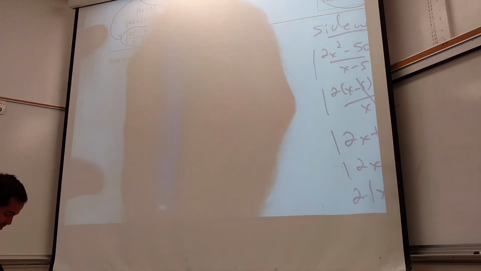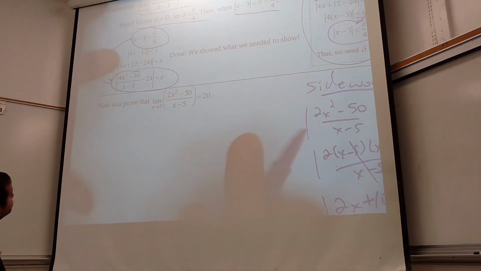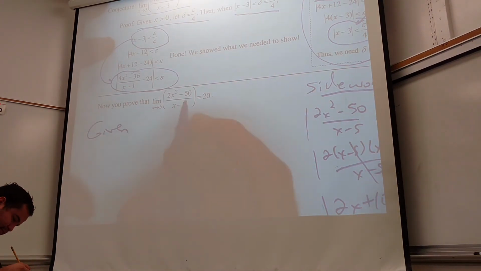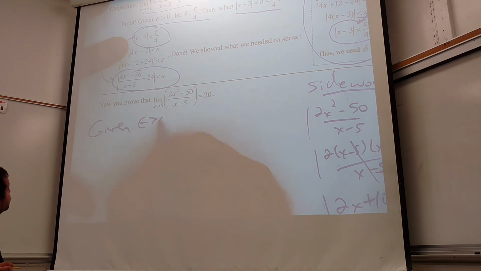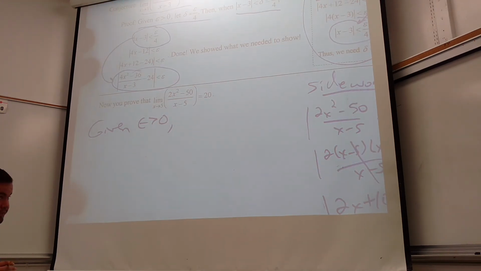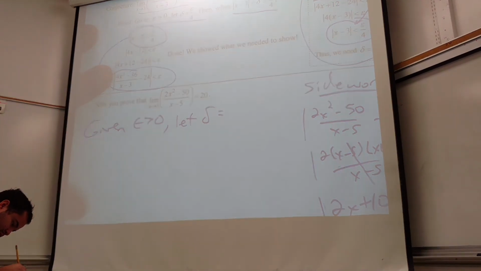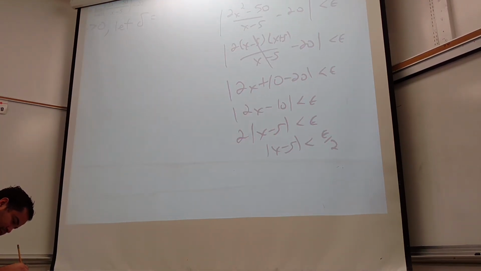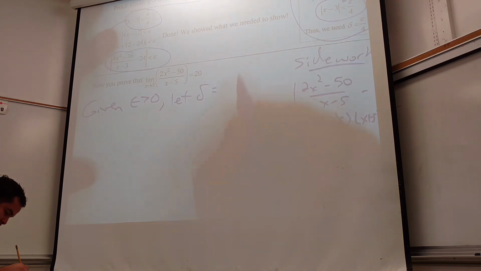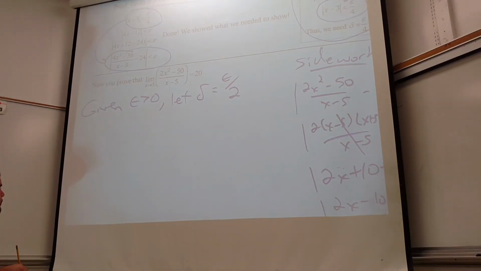So you follow this pretty much. Given, so that everything that gets started is somebody giving me an epsilon greater than 0, right? So that would be fine. We let delta equal what? What do we get? Epsilon over 2. Cool.